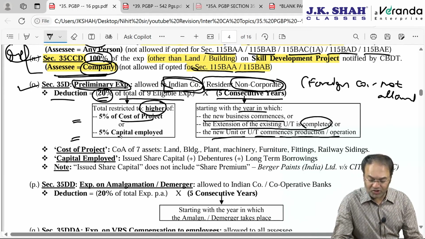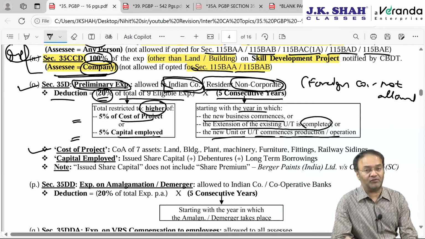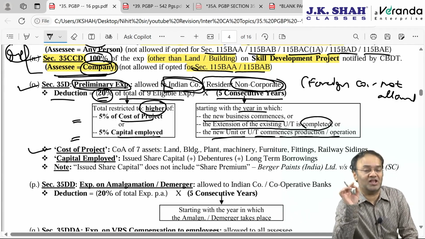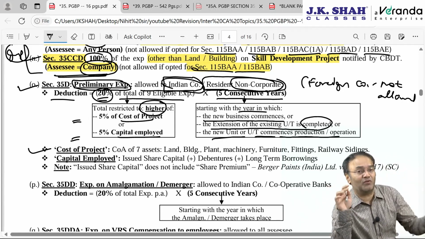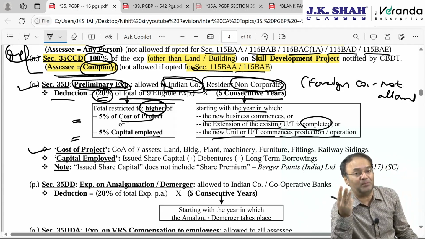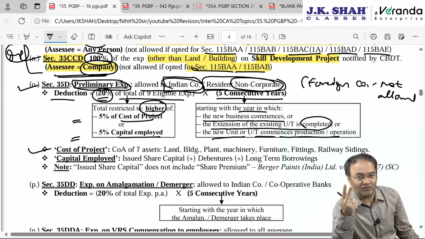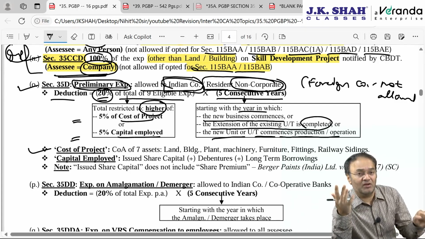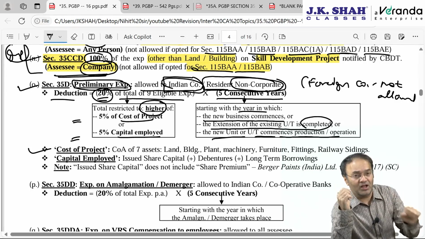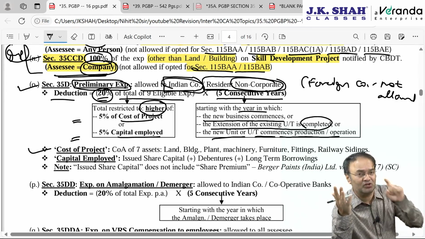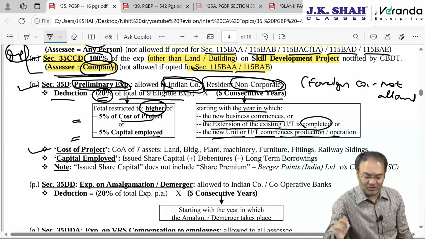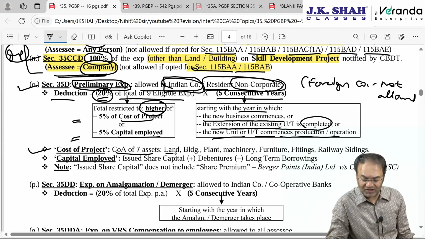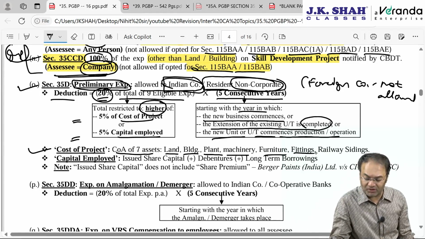What do you mean by cost of project? What do you mean by capital employed? Both are defined. Cost of project means purchase price, cost of acquisition of 7 specific assets. Which 7 assets? Out of them, the first 6 are in the form of 3 pairs. Land, building, which is 1 pair; plant, machinery, which is the 2nd pair; and furniture, fitting, that is the 3rd pair. Land, building, plant, machinery, furniture, fitting, and the last one you will have to put in efforts to remember, railway sidings. Cost of acquisition of 7 assets: land, building, plant, machinery, furniture, fitting, railway siding.